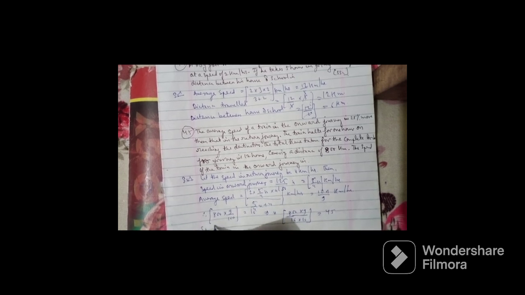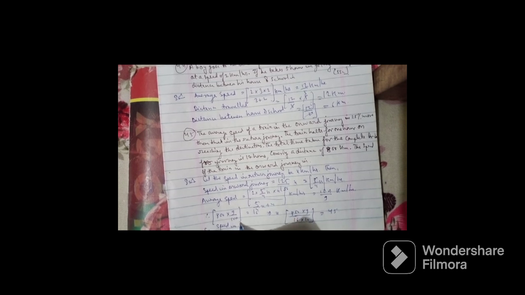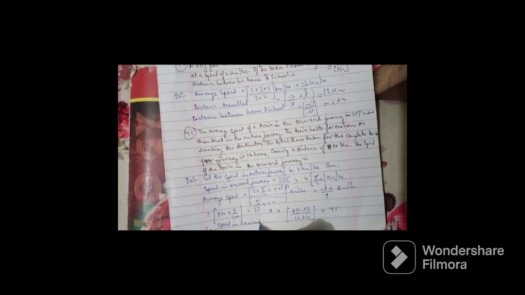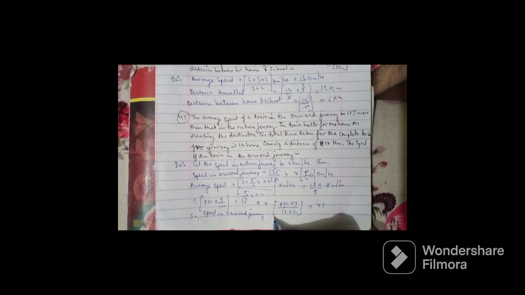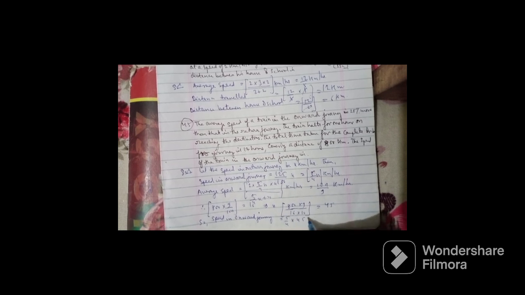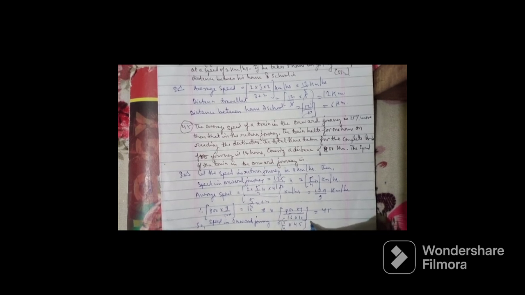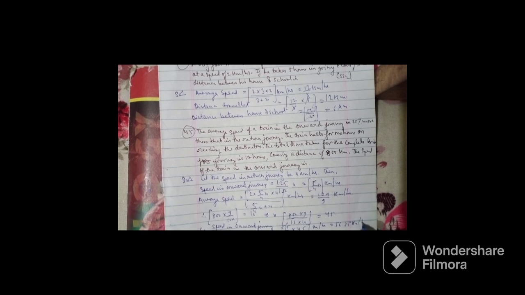So speed in onward journey equals 5 by 4 into 45 kilometers per hour, which equals 56.25 kilometers per hour.